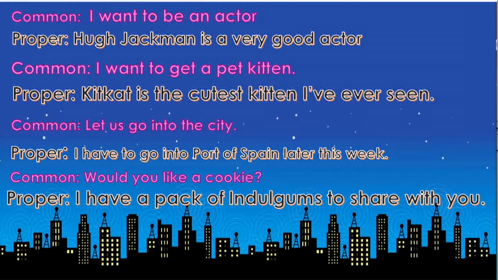Right? "Let us go into the city." Common. City is the noun. Generic. There are many cities. Then you have "I would like to go into Port of Spain later this week." So you know exactly which city the person is going into. Right? "Would you like a cookie?" Maybe after I'm done recording. "I have a pack of Indulgence to share with you." So you're sharing with your friend a specific type of cookie. So you have Indulgence, you have Oreos, things like that. One particular cookie, so you know if you want it or not. If you eat Indulgence but you don't eat something like Oreos, a common noun wouldn't actually give you what you want to know.